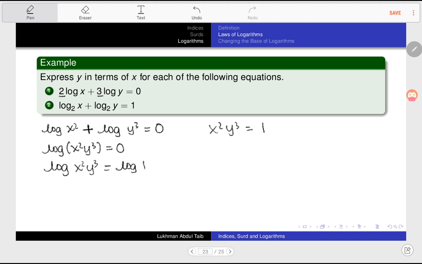Now we can express y in terms of x. We move x squared to the right hand side, so y cubed equals 1 over x squared. But now we have y cubed, and we want y alone. So we take the cube root of both sides. It becomes y equals the cube root of 1 over x squared, or you can write it as x to the power of negative 2 over 3. That's the first example.